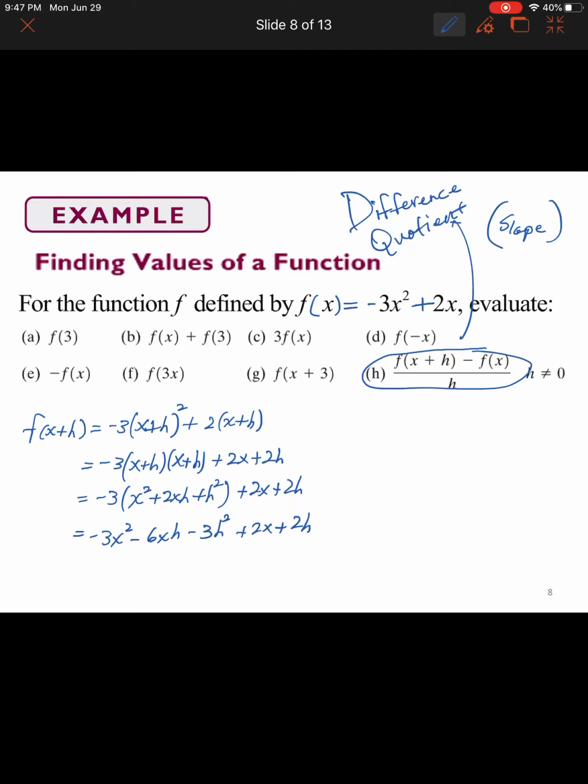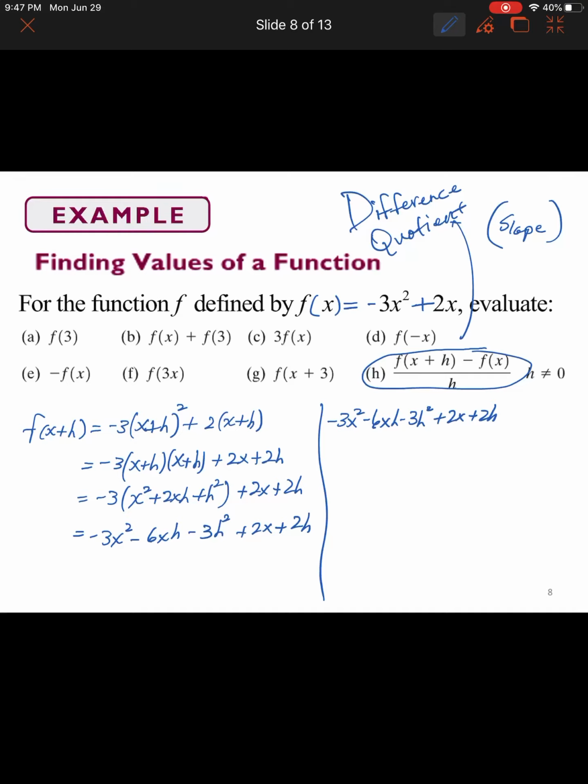Now here's the thing. You have f of x plus h, you've calculated it. You have f of x, it was given. Just combine the stuff and put it all over h. What do you mean by that? Here we go. You have negative 3x squared minus 6xh minus 3h squared plus 2x plus 2h.